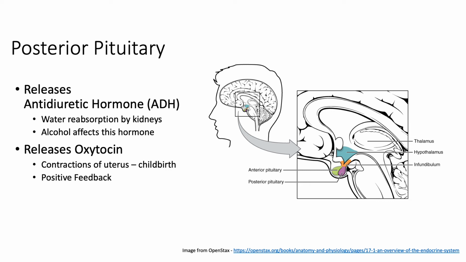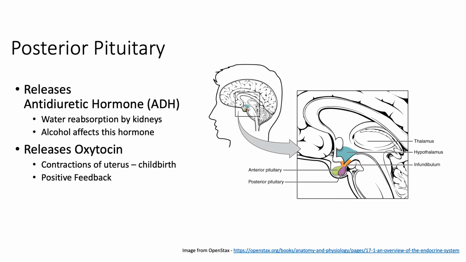Okay, let's pick up with the posterior pituitary gland. We already mentioned the two hormones that are produced or made by the hypothalamus are antidiuretic hormone and oxytocin. But they are not released directly from the hypothalamus. Instead, they are sent to the posterior pituitary. And then the posterior pituitary is going to be the gland that releases these hormones.